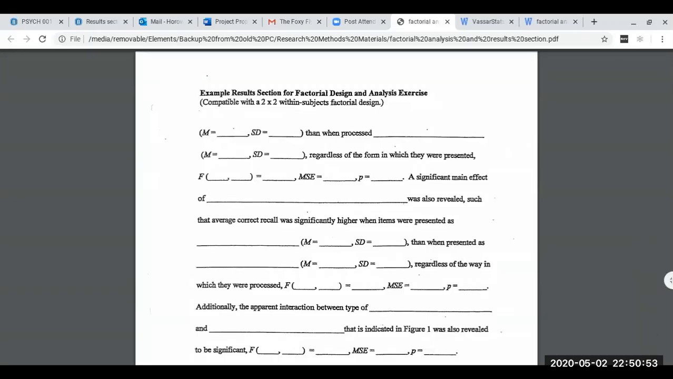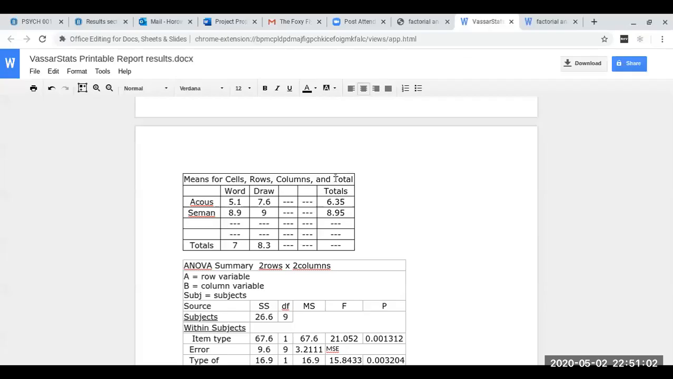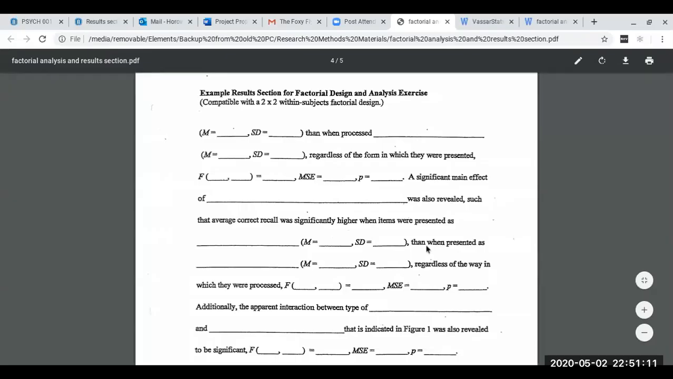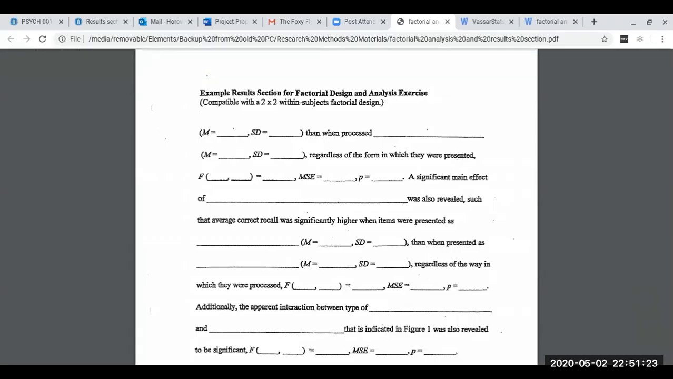And then you see M and SD. We're not worrying about standard deviation, but M is the mean. In this case, if we're looking at a main effect, our mean is the marginal mean, so 8.95, right? And 8.95, then when processed, what would that be? Semantically, and what's the mean there? Regardless of the form in which they were presented. Remember when I talked about a main effect, I talked about it as two levels of the IV being compared to each other as if the other IV didn't even count. So acoustic and semantic, regardless of the form in which they were presented. So lines and drawings doesn't matter here.